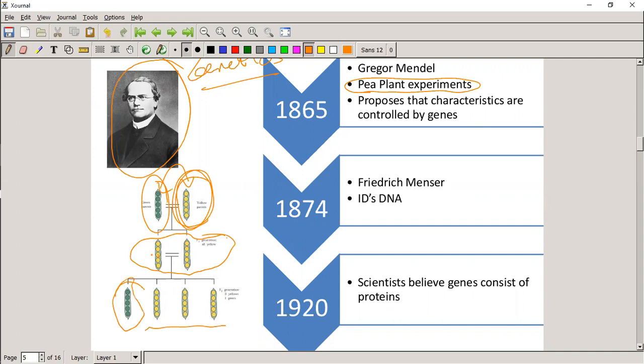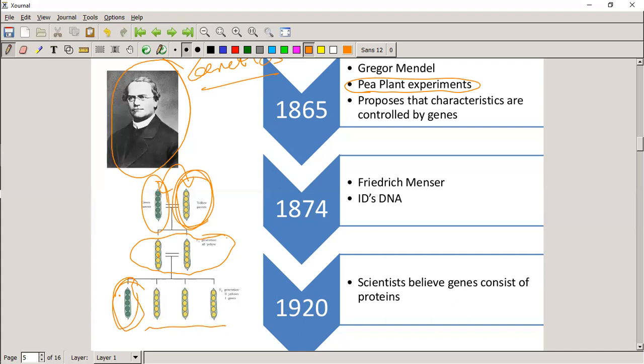And then Mr. and Mrs. Pea got into a big fight, because Mr. P accused Mrs. P of sleeping around: he's not green, she's not green, but they have a green kid. But what he discovered is it was what we call a recessive gene.